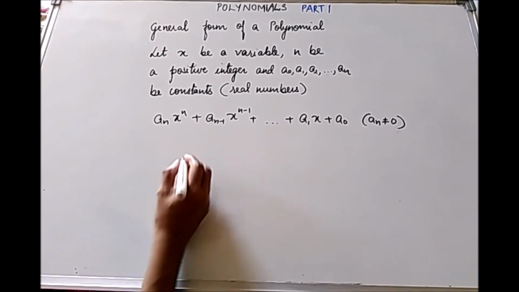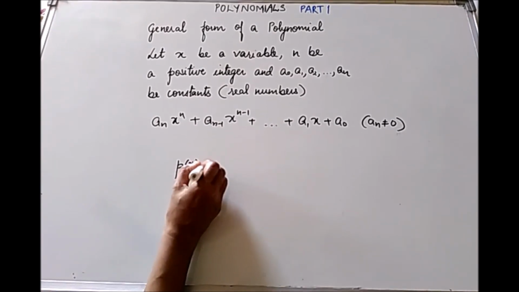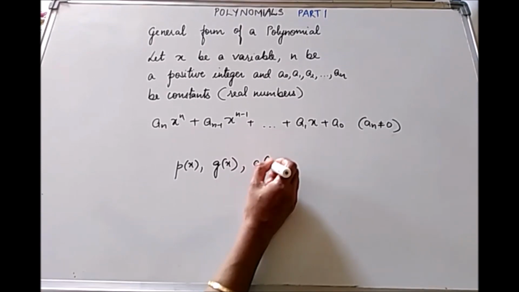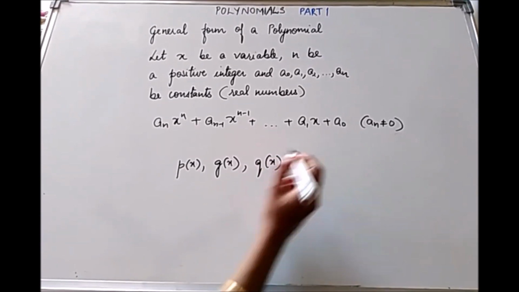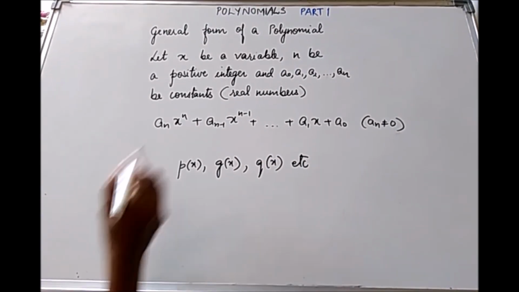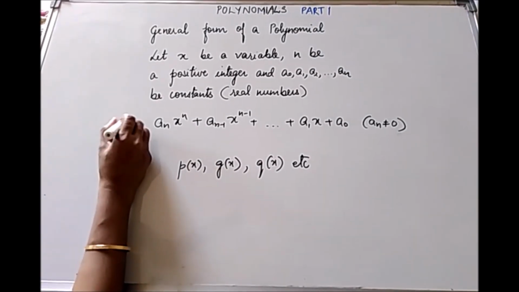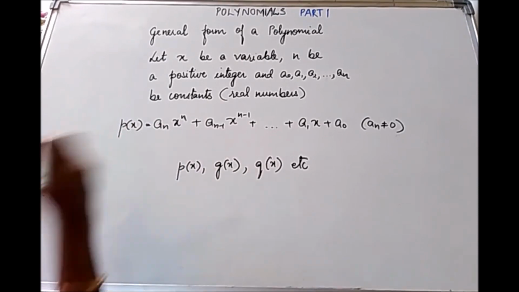Generally, we use the notations p of x, g of x, q of x, etc. to denote a polynomial in variable x. Hence, the general form of the polynomial can be denoted by p of x is equal to.